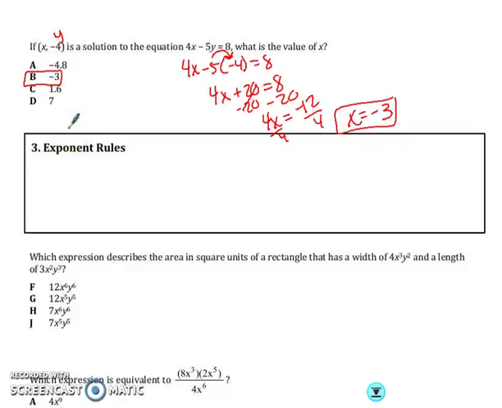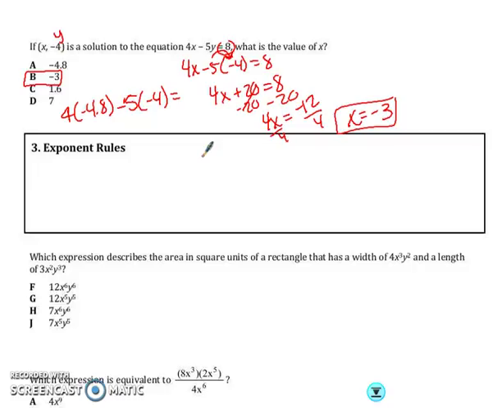Another way you could do it is put in your answer choices. So for example, if x is negative 4, then 4 times negative 4 minus 5, and I know y is negative 4, equals. Put that in the calculator, hit equals. If it equals 8, it's the answer. If it doesn't, it's not. So several different ways to solve that problem.